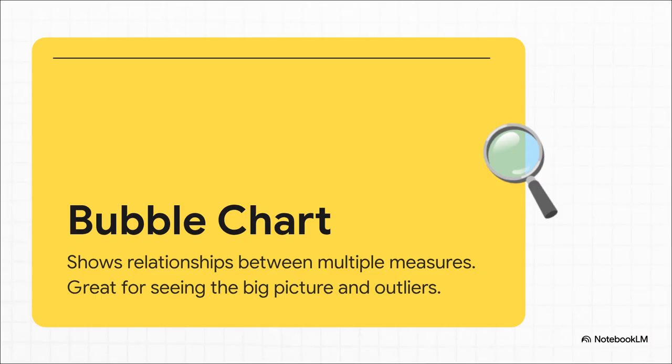Okay, first up in the toolkit, the bubble chart. This thing is brilliant. It lets you see how like 3 or 4 different things relate to each other all at once. The position of the bubble, how big it is, even its color. Each part tells you something different. It's awesome for spotting the outliers, the things that just don't fit the pattern.